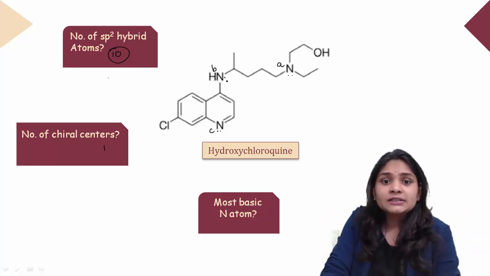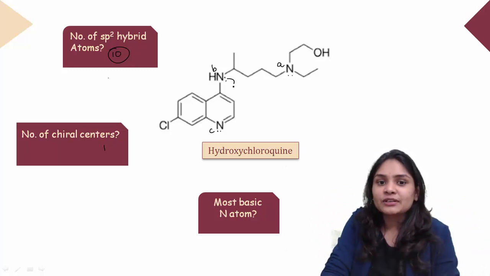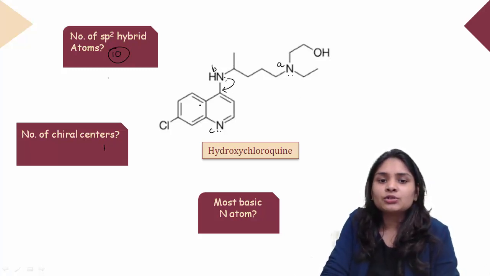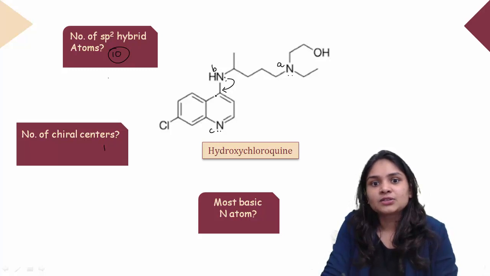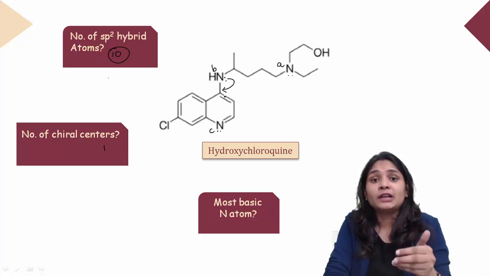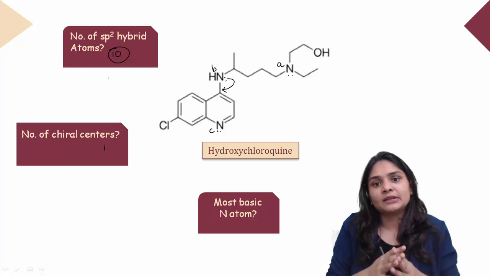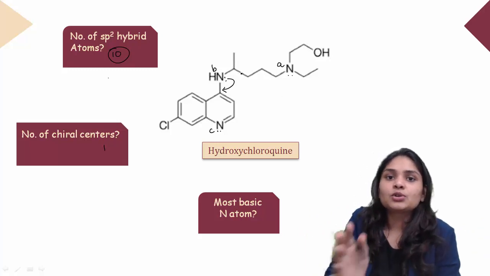You will see that the lone pair of this nitrogen, it is like aniline, right? So it is in conjugation with this ring. So since the lone pair is not easily available because of resonance, it will be very less basic. Okay, so let us remove B.